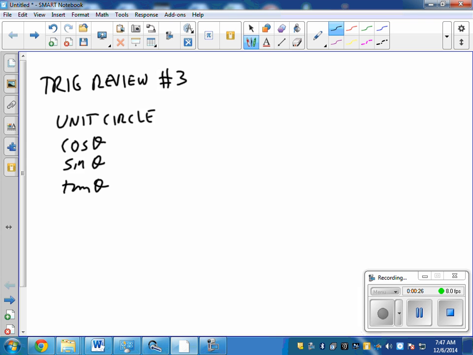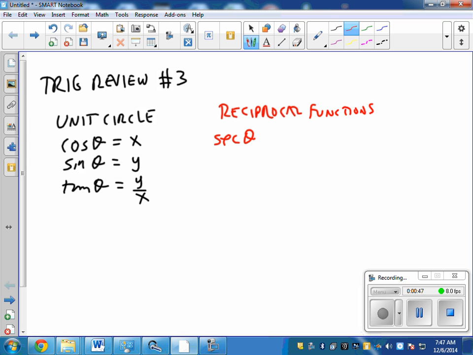We're also going to include in here, now remember the definitions for x, y, and y over x. But for this video, we'll also include the reciprocal functions, and that would be the secant of theta, the cosecant of theta, and the cotangent of theta. And since these are reciprocals, I've lined these up.